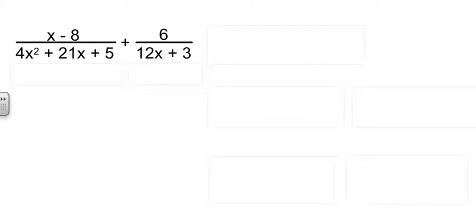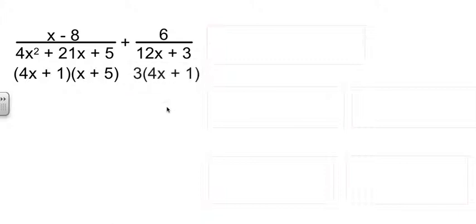Now it gets a little more involved when you have to factor the denominators. So we're going to do one like that where we have to do some factoring. We're going to do a couple this way. I'm going to factor this using the rules that I learned back earlier in the year, Chapter 5. So that's going to factor into 4x plus 1 times x plus 5. If I take the 3 out of this, I'm going to have a 3 and a 4x plus 1.